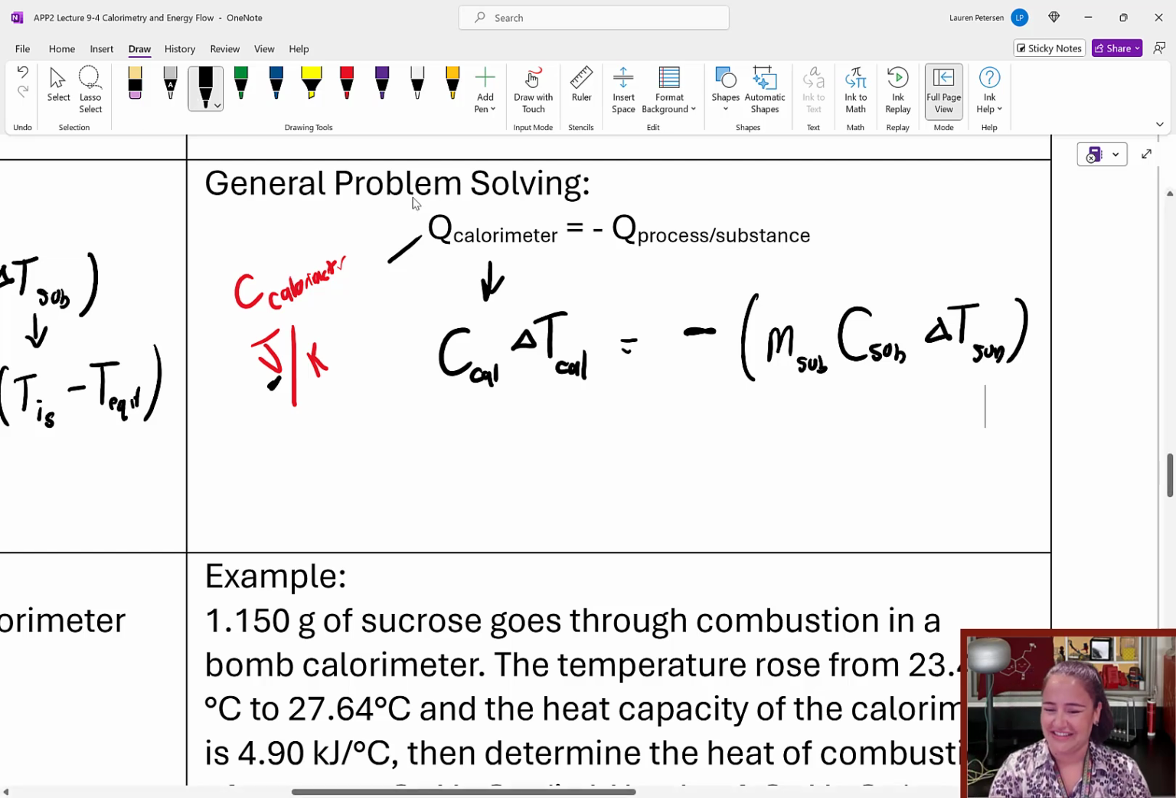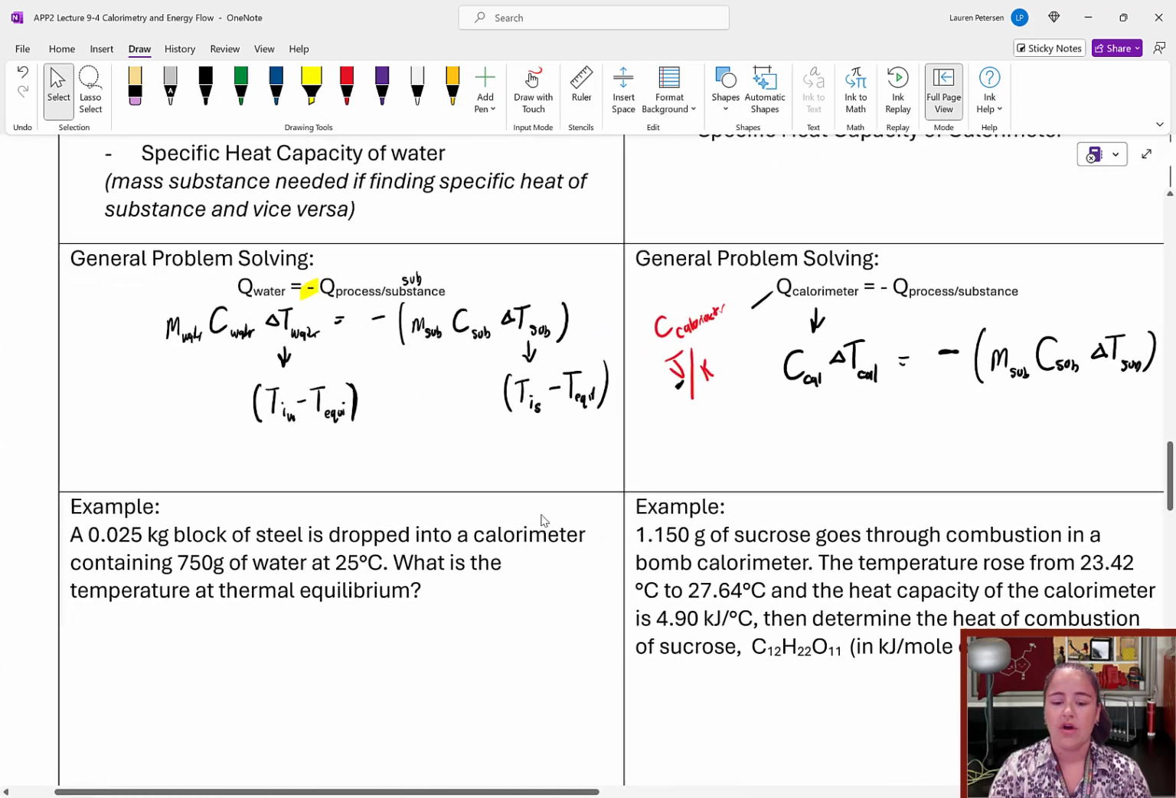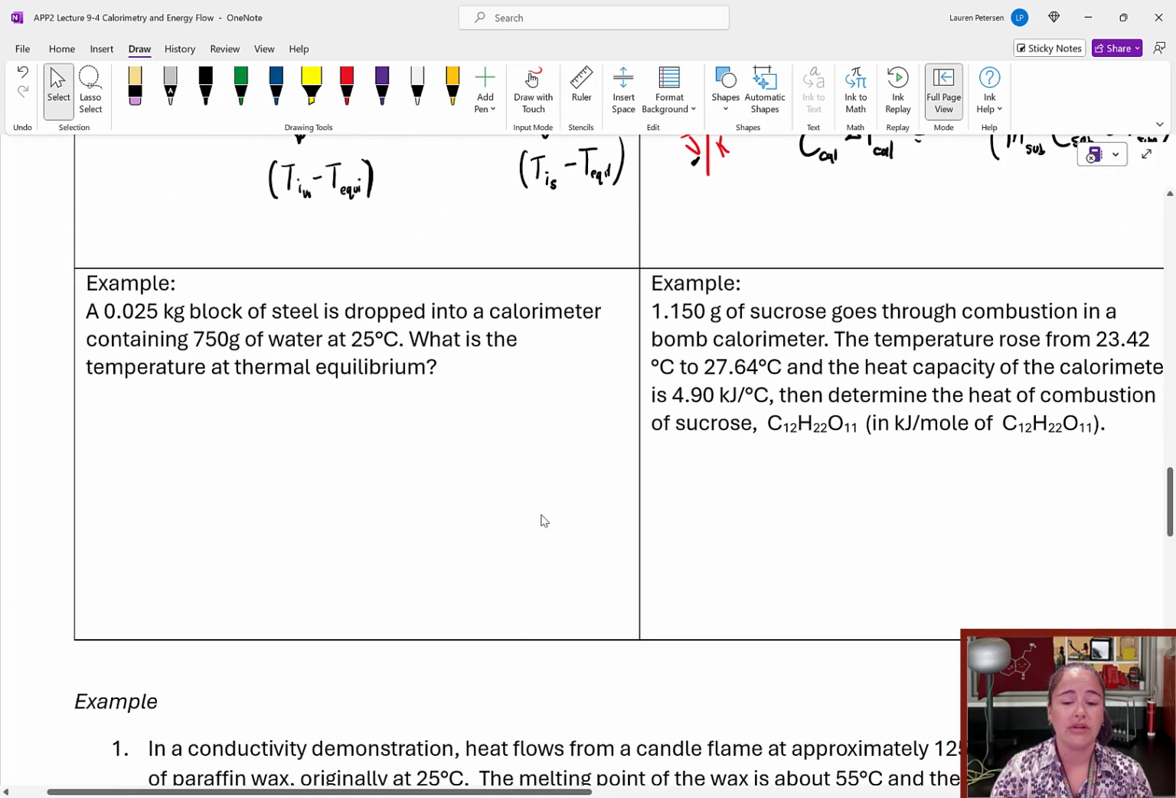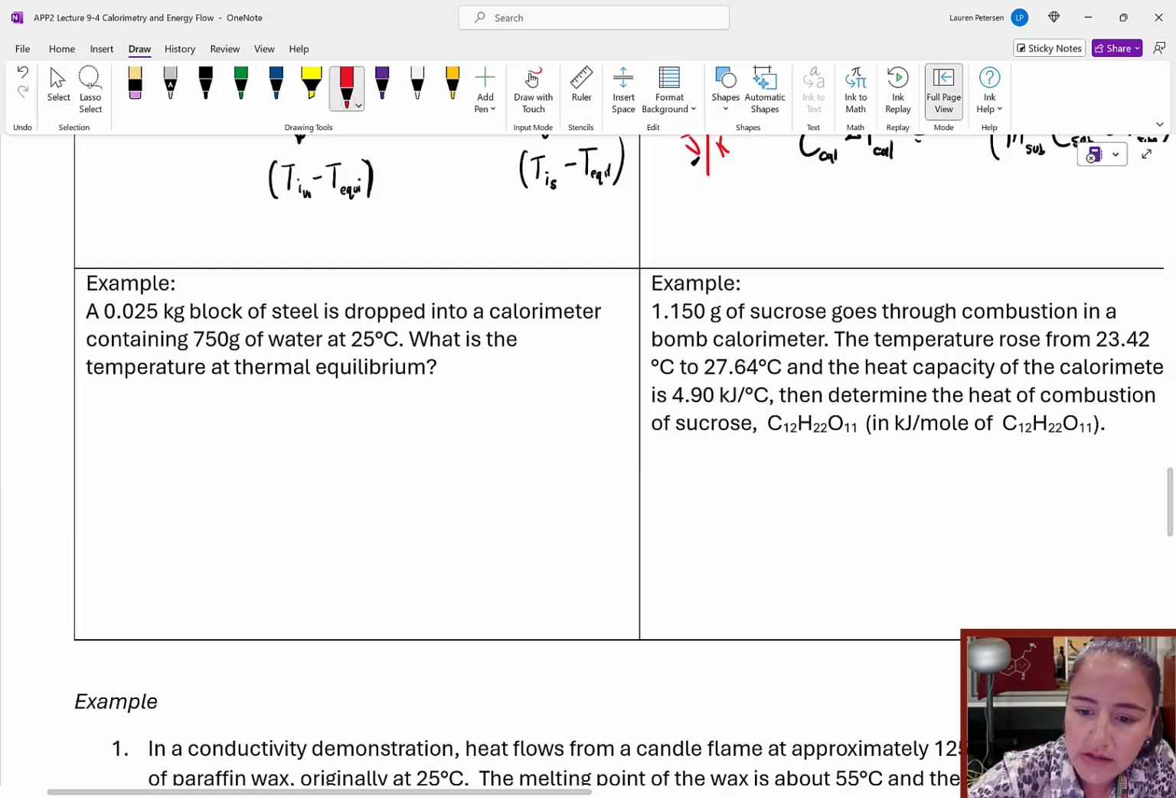Okay, let's go ahead and see how this looks in an example. So we have a 0.25 kilogram block of steel dropped into a calorimeter containing 750 grams of water at 25 degrees Celsius. What is the temperature at thermal equilibrium? Okay, so we know our block of steel and we know water. We know we're going to need those specific heat capacities, so let me go ahead and find those.